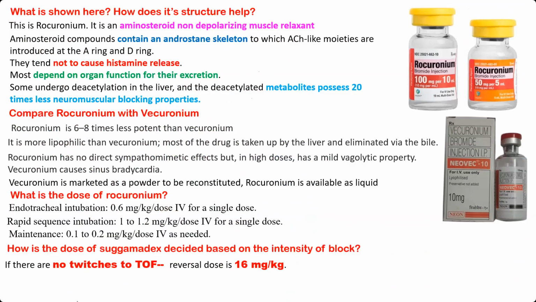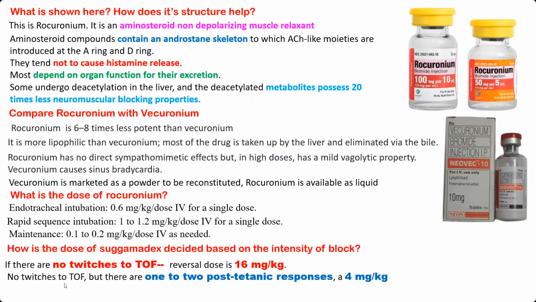So there are no twitches to train of four, which indicates a very intense block, 16 milligram per kg. If there is no TOF but 1 or 2 post-tetanic responses, 4 milligram per kg. If all 4 twitches are present and the patient has started breathing spontaneously, then 2 milligram per kg. This is the common dosage schedule that is asked. So 2, 4, 16, remember those values.